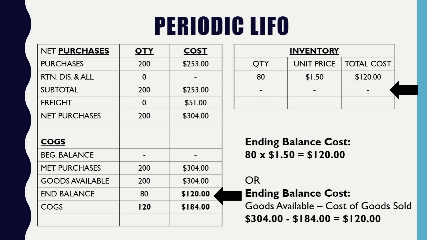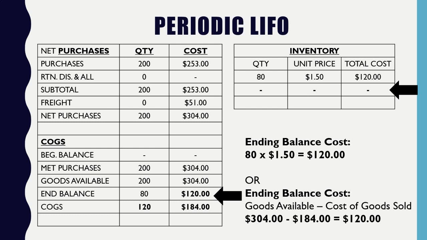Last but not least, you need to solve for your ending inventory, which you have two choices. You could take your 80 units multiplied by the $1.50 to get you $120. Or you could simply take your goods available of $304, subtract out your cost of goods sold, which was $184, to get your grand total of $120. It doesn't matter which one you want to solve for; you're still going to get the same answer. So that's how we solve for figuring out the inventory worksheet using LIFO.